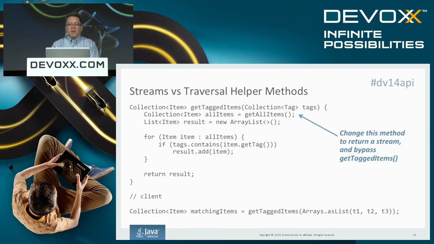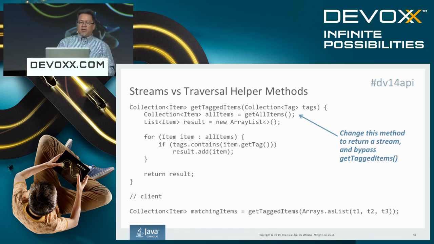So let me show you a little example of how returning a stream instead of a collection can change your code and change your APIs. I have a little example here, written in conventional pre-Java 8 code, where you have something that gets all the items and then returns a collection of the ones that matched a set of tags that have been passed in by the client. So we get a collection of all the items, run through them all, and then accumulate into a result list the things that we want, and then we return that. And so at the bottom, you can see how that's called: get the tags that match tag 1, 2, and 3. And that returns a collection.